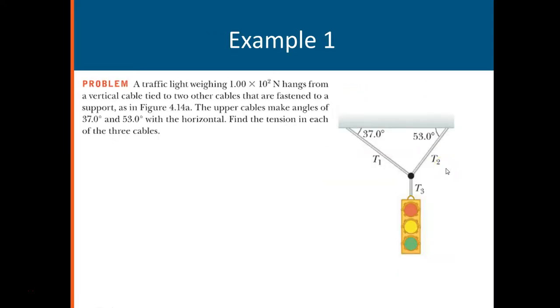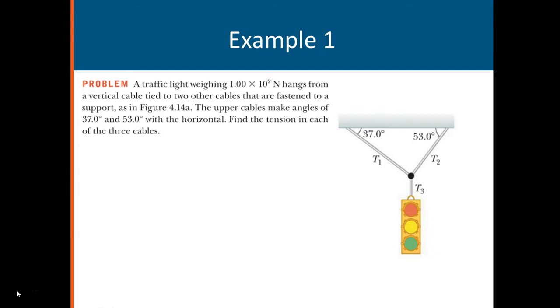So let's go ahead and start with our example. Okay, so this is the example. I kind of showed you the free body diagrams before, but we're going to go ahead and solve this example now. So this is a traffic light that weighs 1.00 times 10 to the 2, so basically 100 newtons. So I would go ahead and write that down. The weight equals 100 newtons. And remember that weight is negative, and so I would write that weight equals negative 100 newtons.